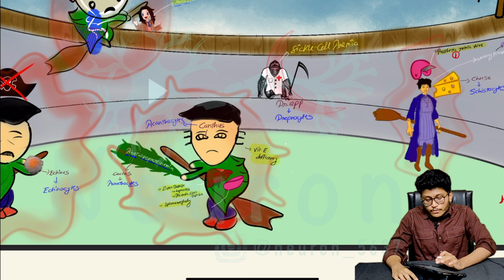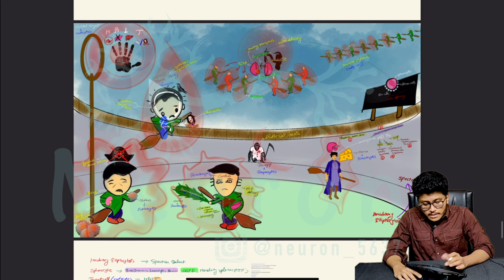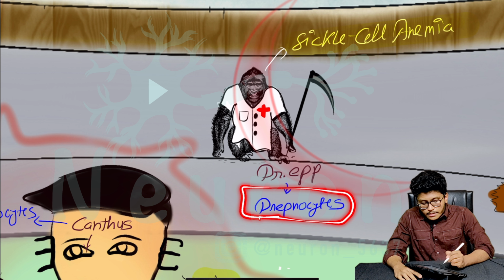So now let's move to the next poikilocyte. This is Dr. Abe who is judging this Quidditch match. He is holding this sickle. So this is sickle cell anemia, and this is Dr. Abe. From Dr. Abe you can remember Drep. Dr. Abe, Drep. In sickle cell anemia, sickle cells are seen. Sickle cells are also called Drepnocytes. Okay. Now let's move to the next poikilocyte.